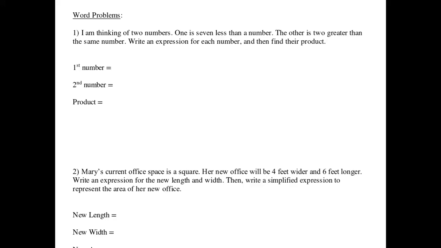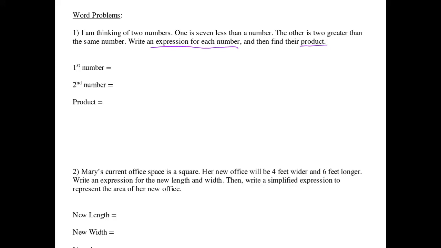One is 7 less than a number. The other is 2 greater than the same number. Write an expression for each number and then find their product. So a couple things to note. First, they ask us to write an expression for each number. Expression, remember, could be a monomial, binomial, something like that, but it's not an equation, meaning there's no equal sign.